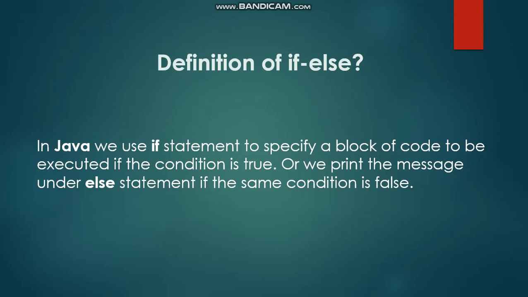So guys, in Java, we use the if statement to specify a block of code to be executed if the condition is true, or we print the message under the else statement if the same condition is false. In other words, we test a condition using the if statement. If that if statement is true, we print a message. If that is false, it comes under the else category and we print the other message. You'll understand this concept in a much better way once you see the syntax and example.